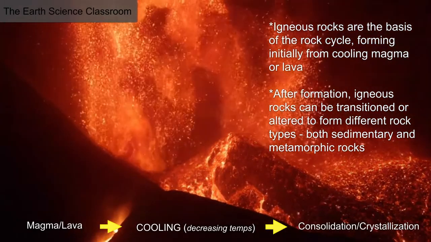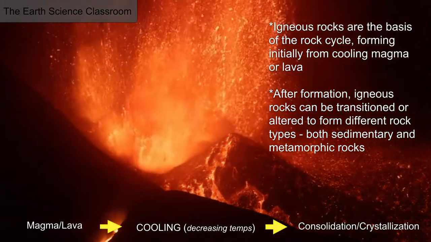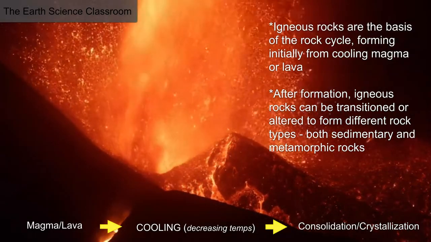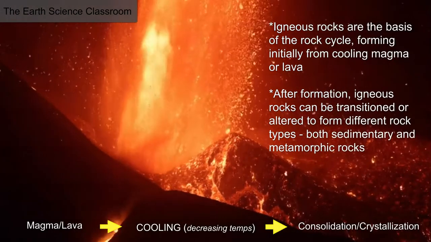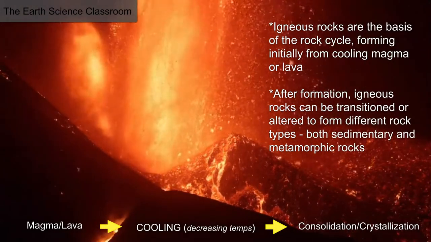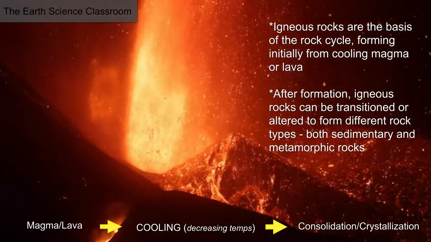Now, this rock is the first type of rock formed in the rock cycle, and as all rocks are derived from magma or lava, igneous rocks are the first type, and they form the basis and foundation for our continental crust and also our ocean floor geology.